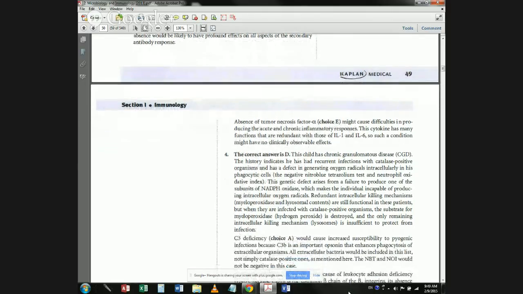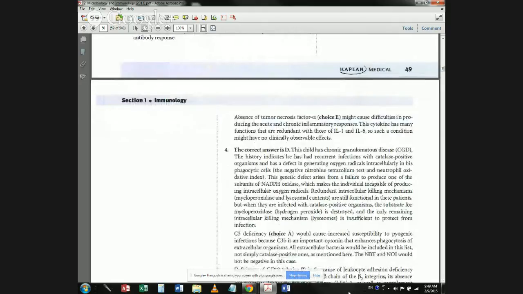Now, the other option was C3 deficiency. The C3 deficiency would cause increased susceptibility to pyogenic infections because C3b is an important opsonin that enhances phagocytosis of extracellular organisms. All extracellular bacteria would be included in this list, not simply catalase-positive ones, as mentioned here. The nitro-blue tetrazolium test and neutrophil oxidative index would not be negative in this case.